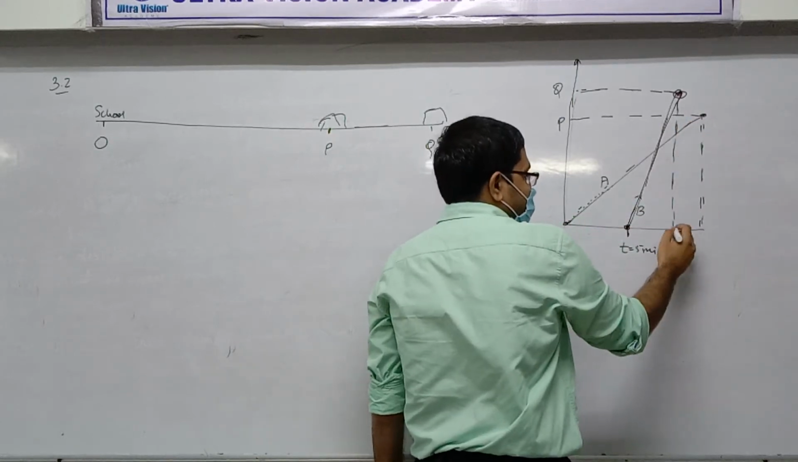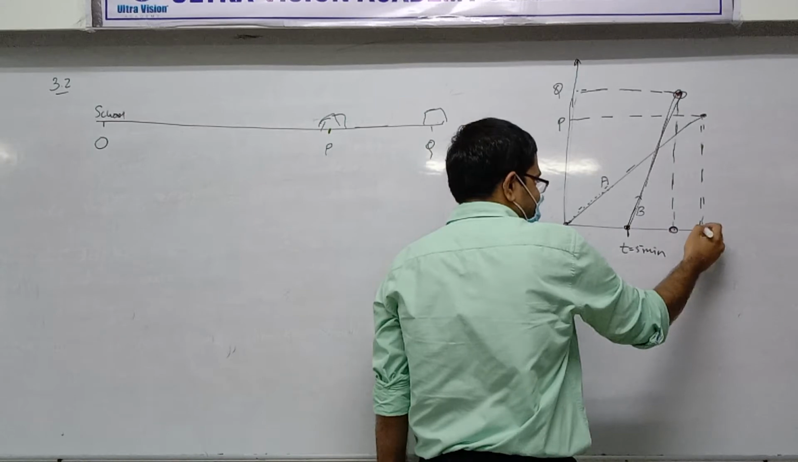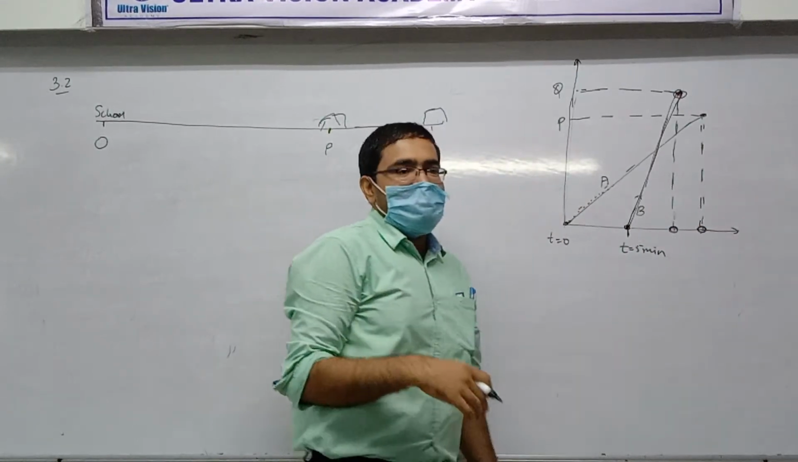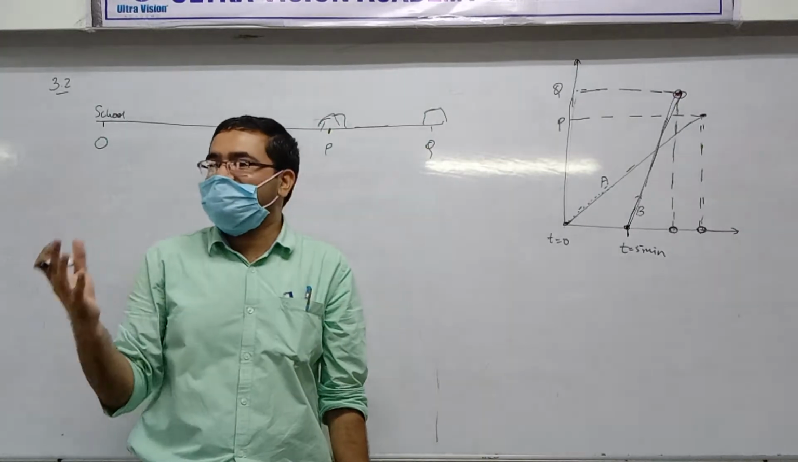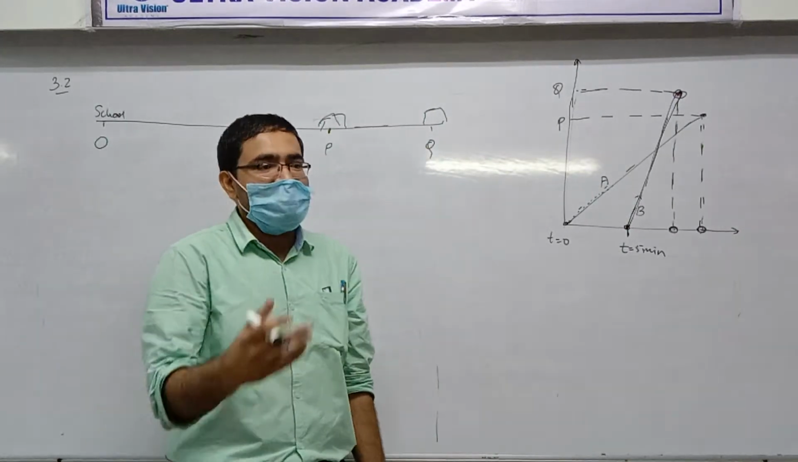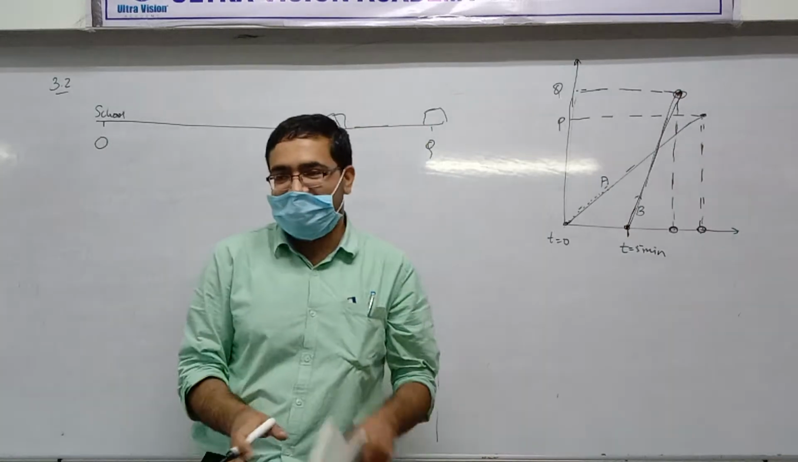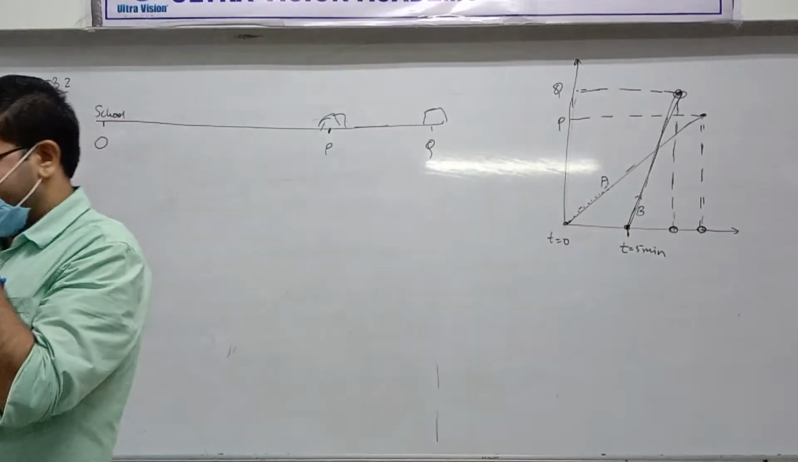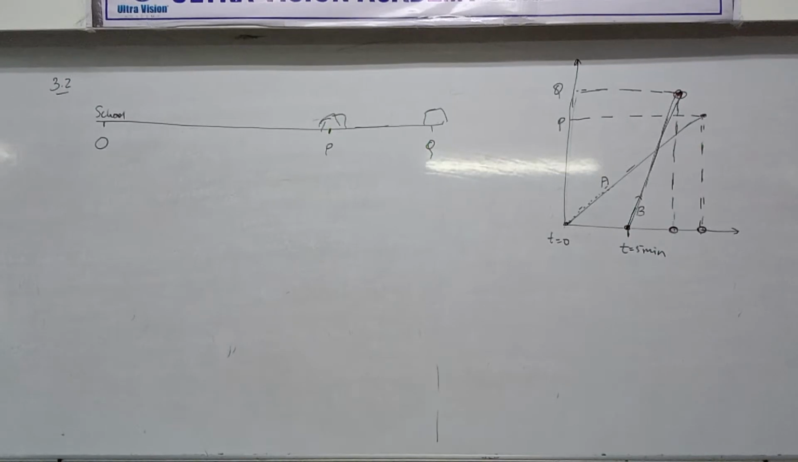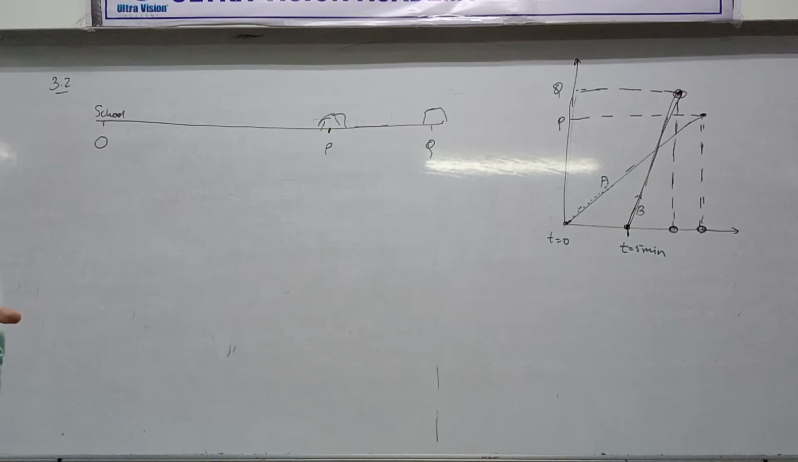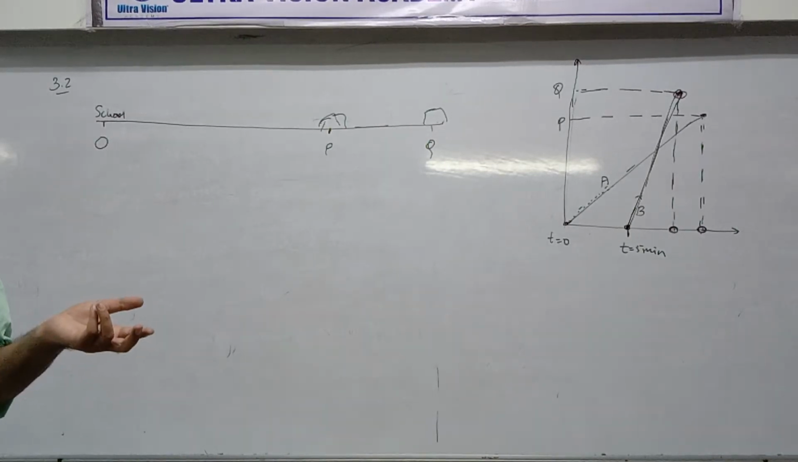So this is the time at which B reaches home and this is the time at which A reaches home. Which time is more? The time for A is more. That means who reaches first? B. B reaches home first. So although B started later, still B reaches home first. Possible, obviously, because A might be walking very slowly and B is running. Easy to understand?